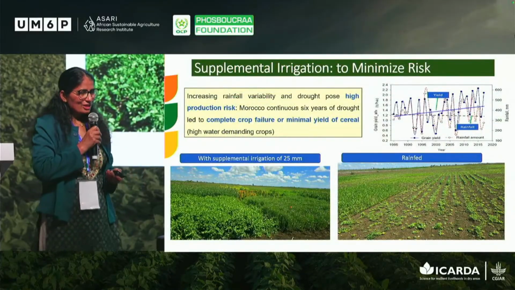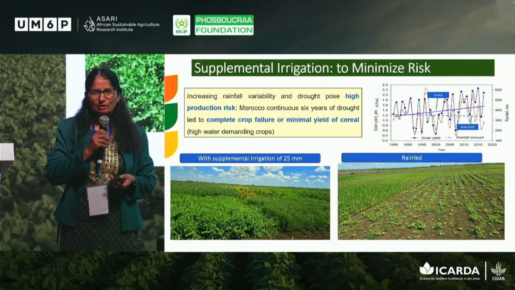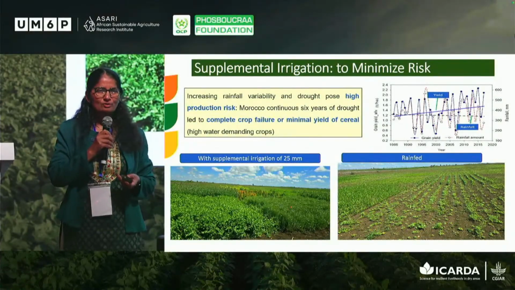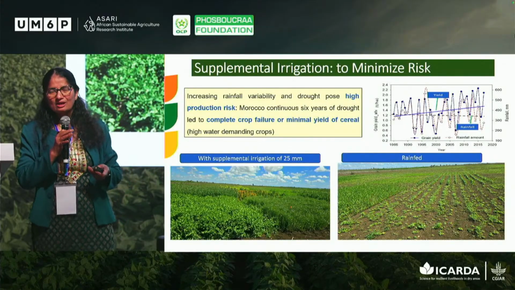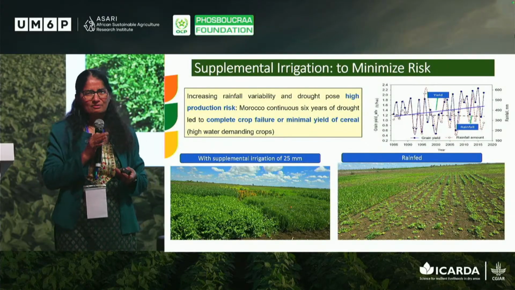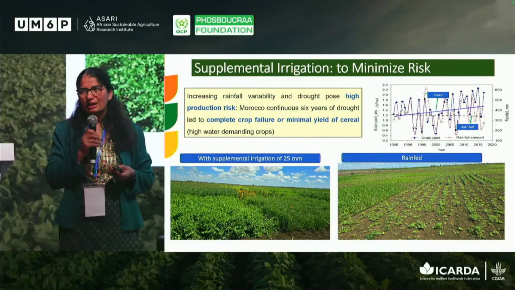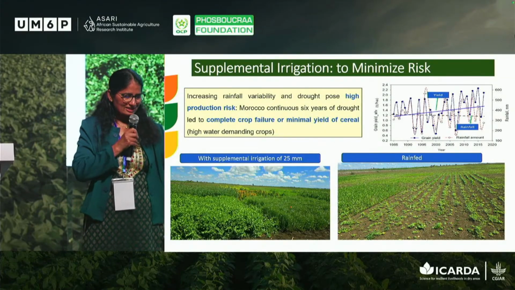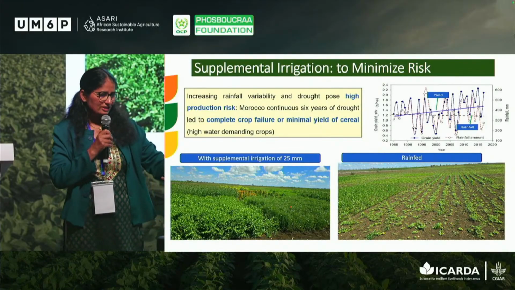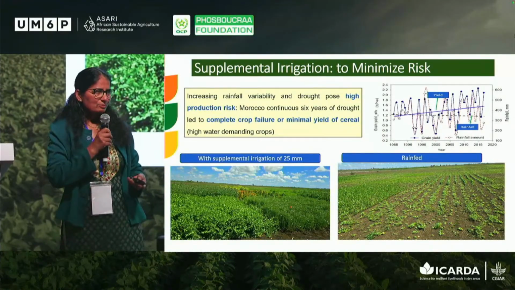Another thing is supplementary irrigation, to minimize risk. In Morocco, we have faced six continuous years of drought. There are always risks. In the farmer's field, wheat yield is hardly less than 1.5 tons. So this year, I have a very good insight from these two pictures. Sixteen different crops were evaluated, and in one I applied just supplementary irrigation.